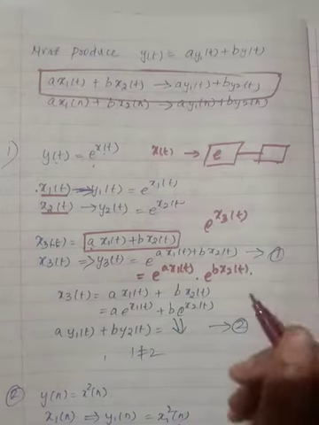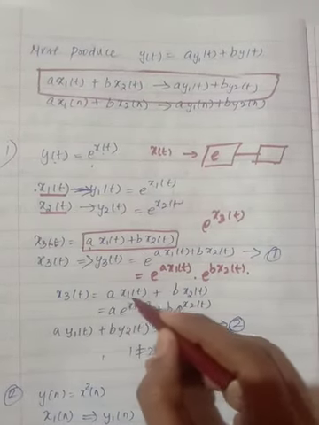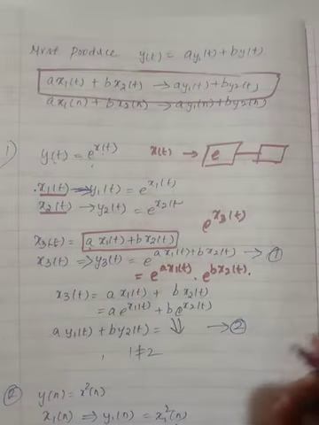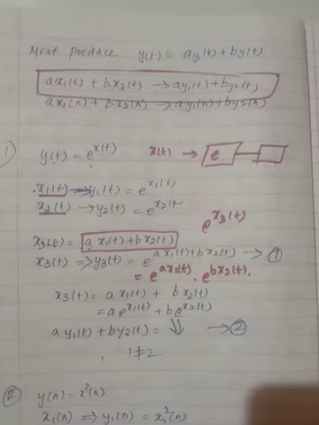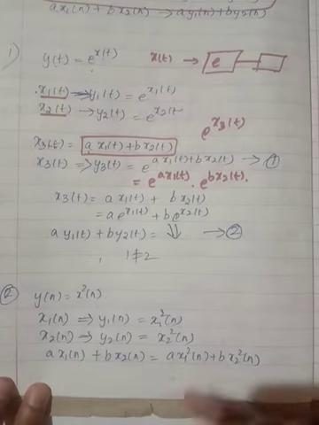Yes. So now consider this one. Now add this x3 of t, a x1 of t plus b x2 of t. Now you add these two signals, whether both are the same? No, they both are not the same. Then the system is said to be a non-linear system. So now you will understand better when you solve two more problems.